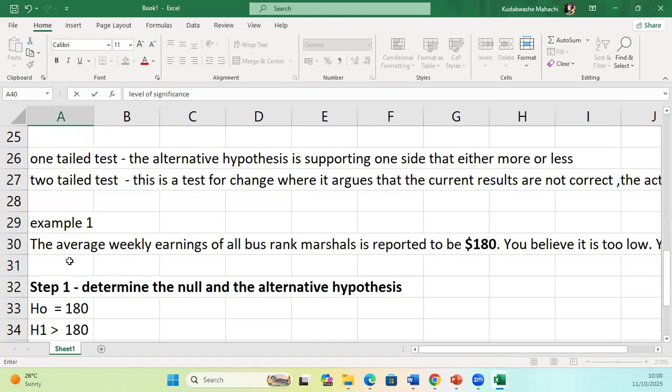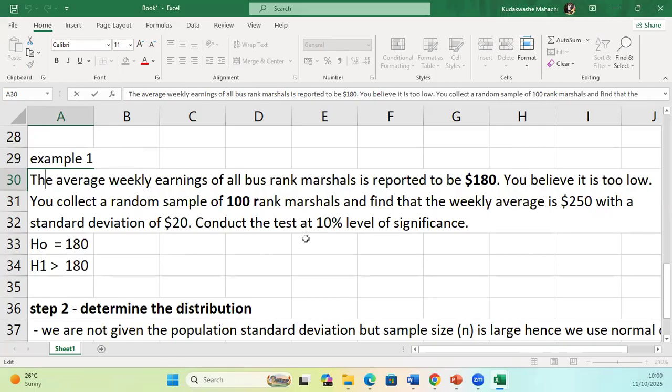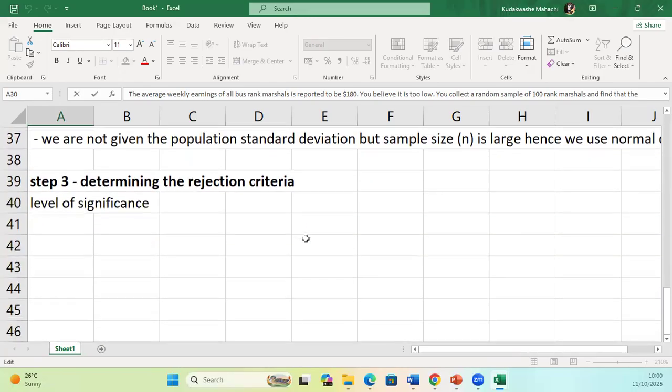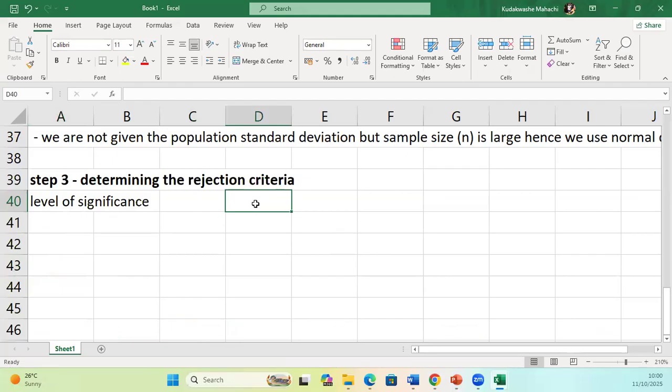The level of significance will be stated in the question. They will say conduct a test at 10% level of significance. So we're conducting a test at 10% level of significance. If it's 10%, it means the level of significance is 0.1. 10% is simply 0.1. For this one, we are not doing the same thing we used to do for critical values, where we would say 1 minus the confidence level. Here, if the level of significance is 10%, we just take it as 0.1.